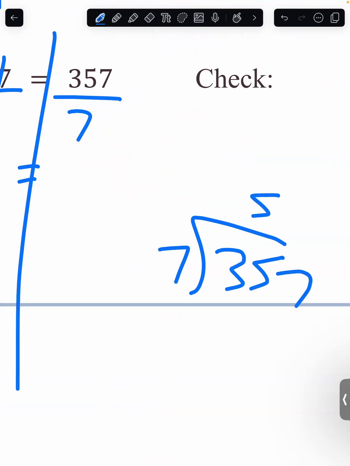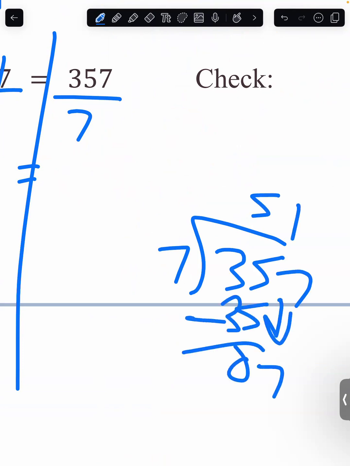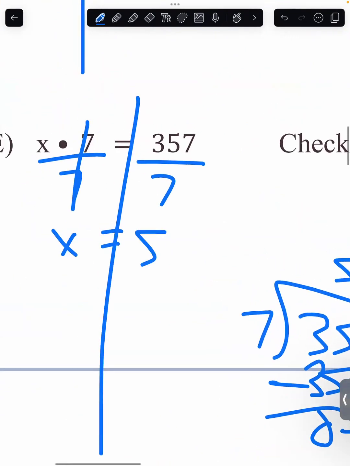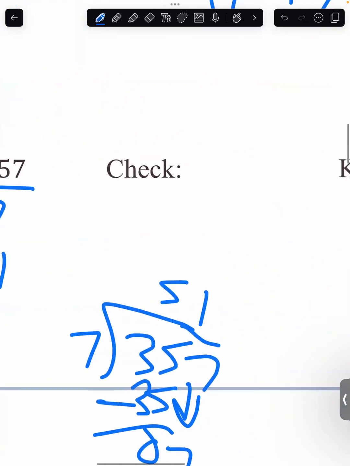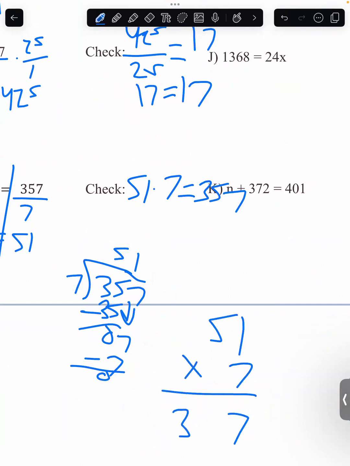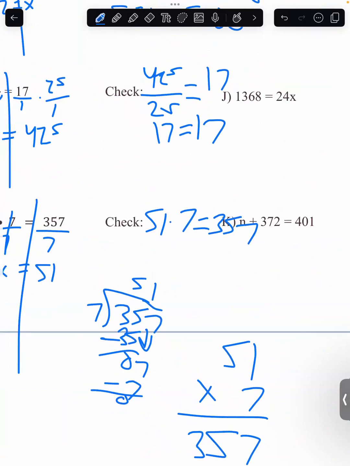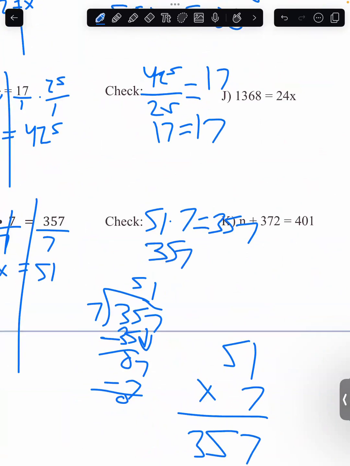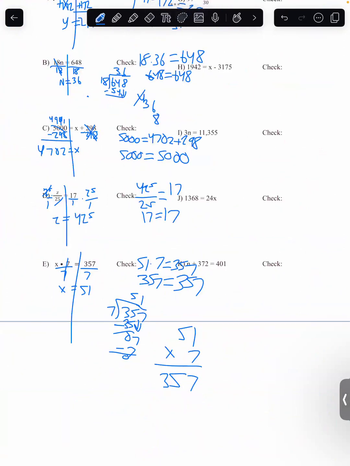All right, 7 times 5 is 35. So 0, bring down your 7. So that's going to be 51. So we check by saying 51 times 7 is 357. So there's no reason you should miss these because you're double checking yourself. So 357 equals 357. All right.